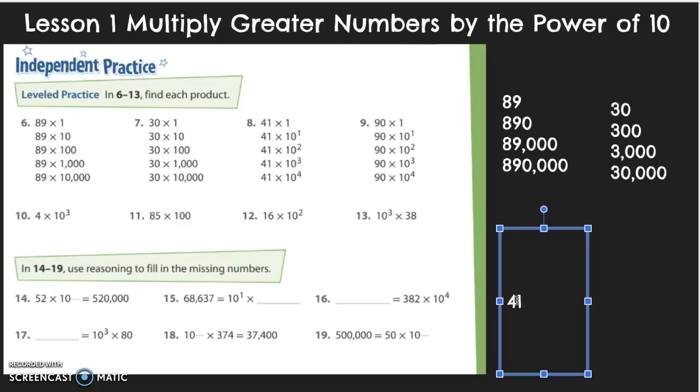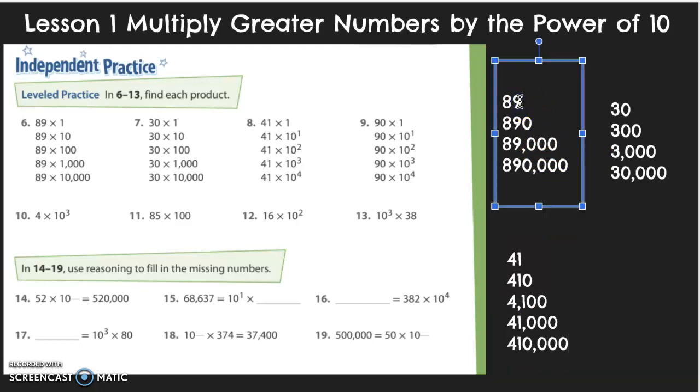So 8 would have been 41, 410, 4,100, and 41,000. 3 zeros. Oh, and there's another one. 4 zeros, huh? My fault. 410,000. It's got 4 zeros. Did I miss one up here? Yeah, this was times, I got 4. 89, I had 89 times 1, 89 times 10, 89 times 100, I forgot. So I should have had 890 in there too.